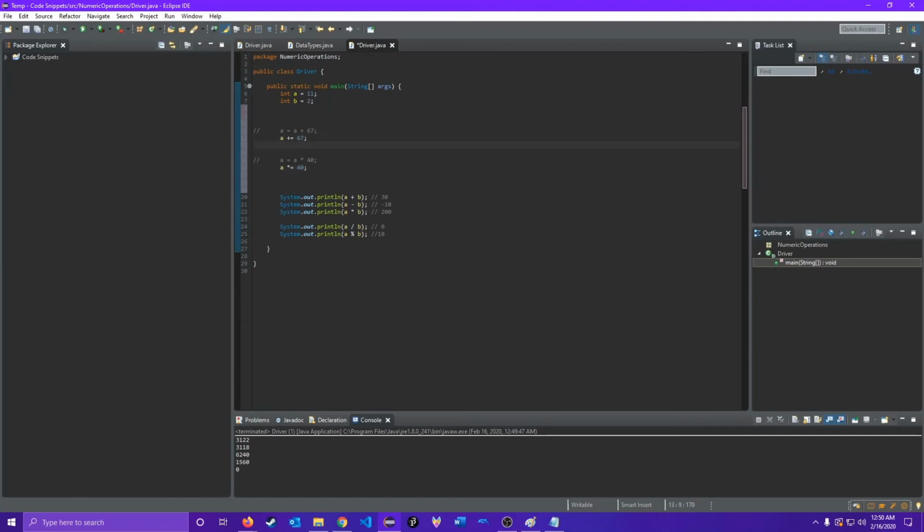But again, there's a faster way. Instead of a equals a plus 1, or a plus equals 1, we can say a plus plus. So that means increment. Make a go up by 1. So before I said anytime you want to change a number, you need the assignment operator, which is what this is, right? And it always goes right to left. I'm not sure if I mentioned that or not, but it always takes the number on the right and assigns it to the number on the left, or the variable on the left, I should say.